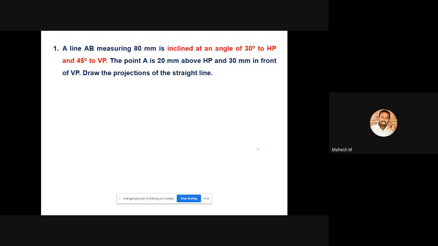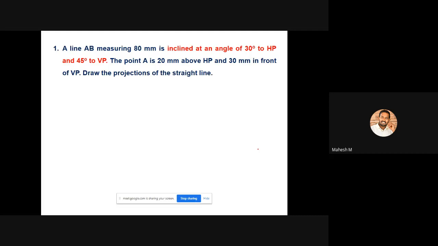So this one is our problem. A line AB measuring 80 mm length is inclined at an angle of 30 degree to HP and 45 degree to VP. The point A is 20 mm above HP and 30 mm in front of VP. Draw the projections of the straight line.